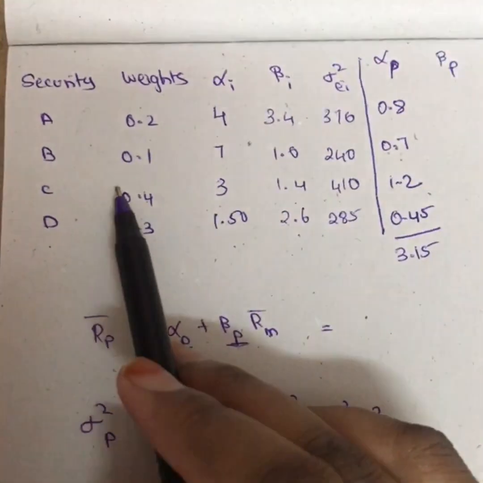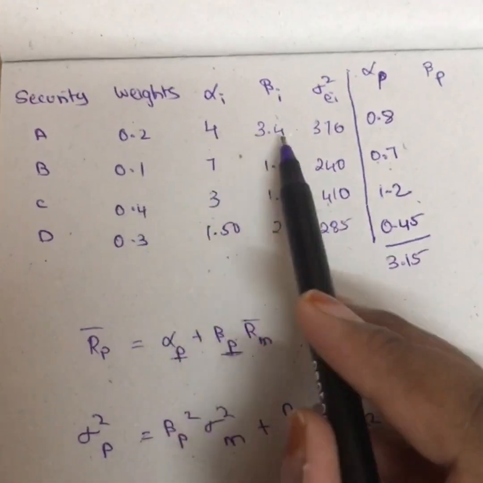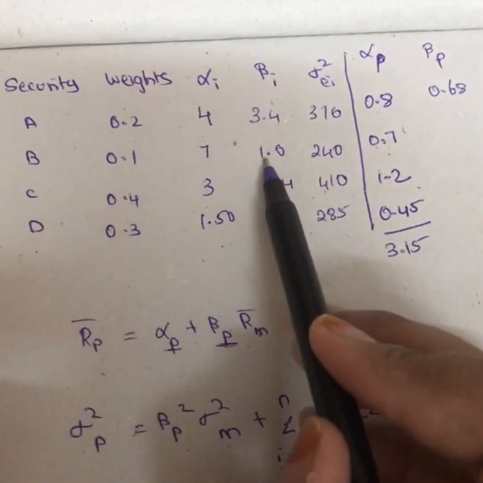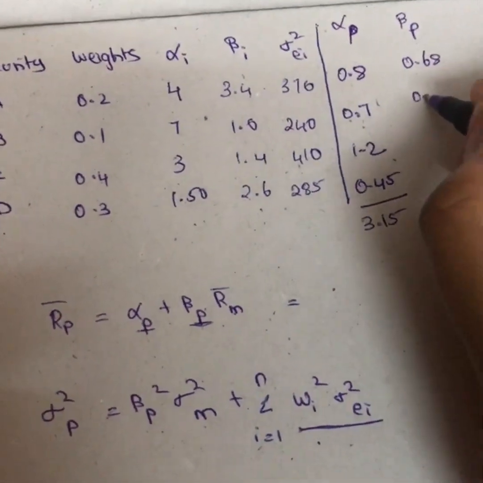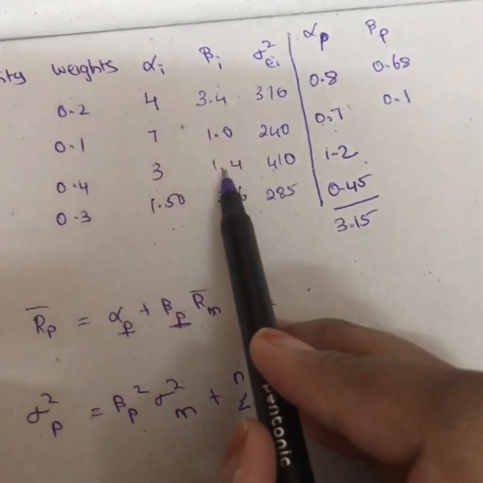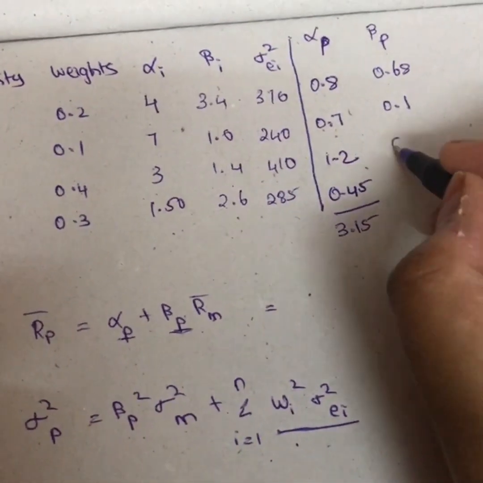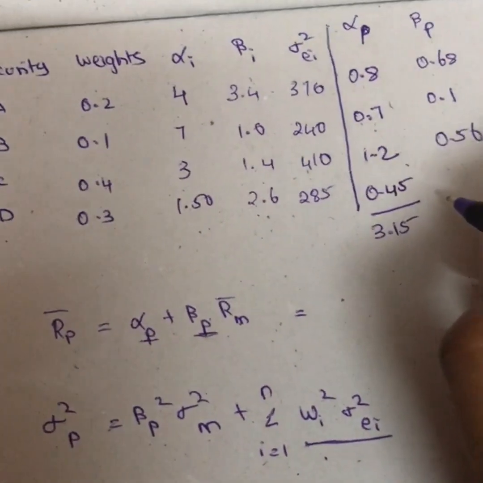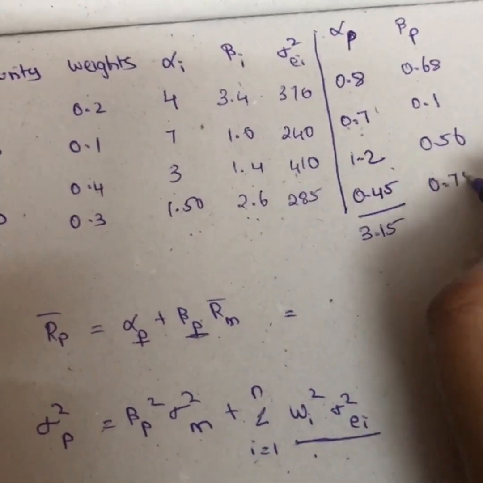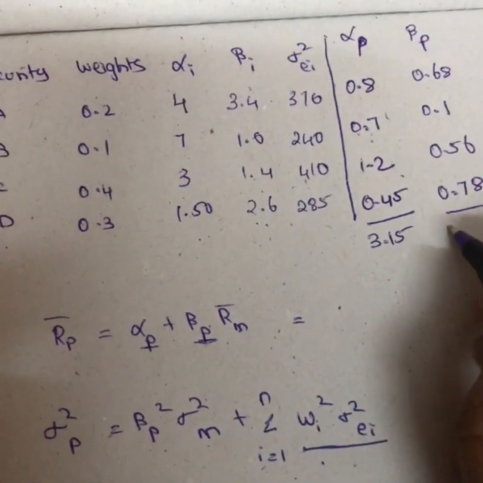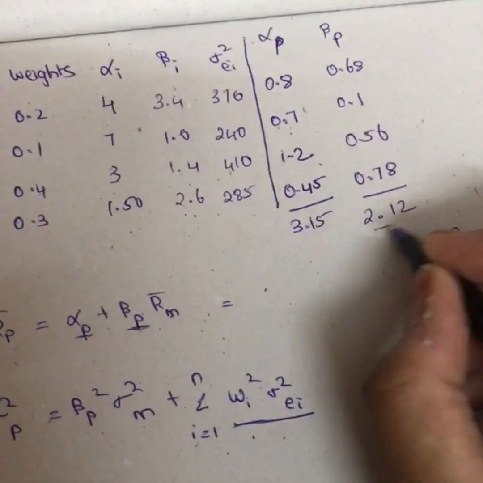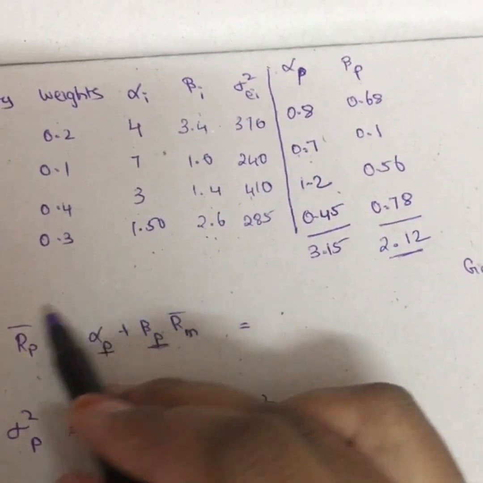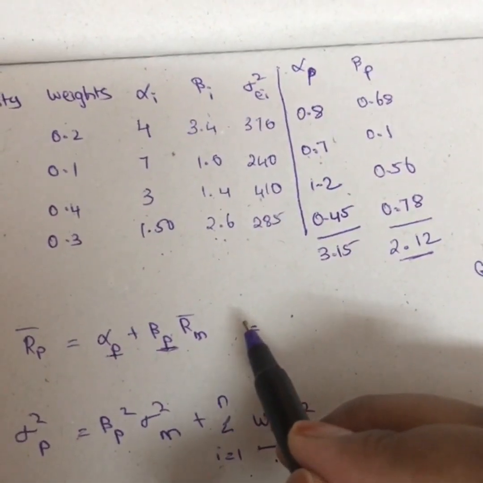Beta p is also nothing but weights into beta. So 0.2 into 3.4, we get 0.68. And then 0.1 into 1, we get 0.1. And then 0.4 into 1.4, we get 0.56. And then 0.3 into 2.6, we get 0.78. The total of this is 2.12. So we even got the beta p as well. So I can easily calculate the portfolio return.